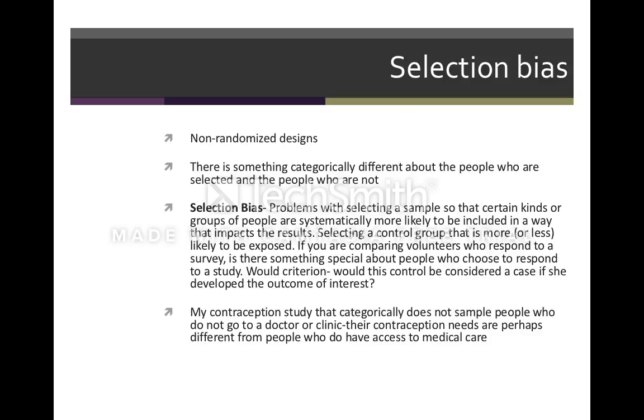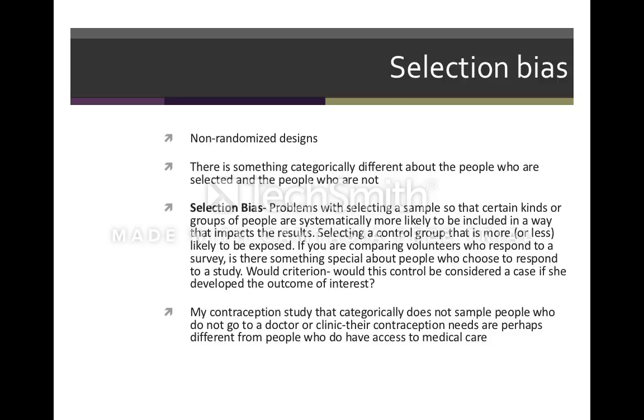Another kind of bias that's often present in non-randomized sampling designs is selection bias. And selection bias refers to the idea that the people who end up being in the study, who select to be in the study, might be categorically different from the people who aren't included in the study.